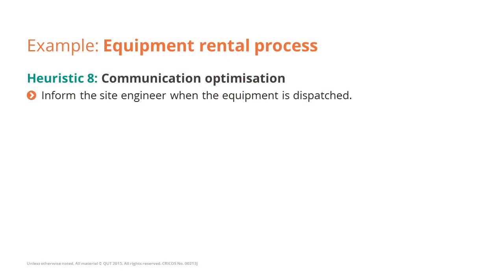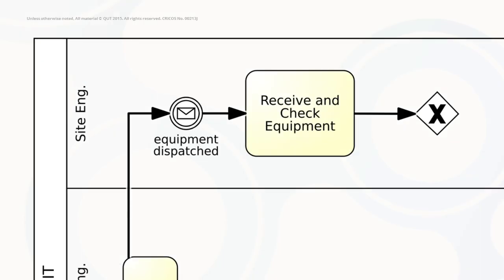To eliminate this problem, we could consider inserting a task where the site engineer will be informed when the equipment is ready to be dispatched by the supplier. The site engineer will then know specifically what type of equipment will arrive and exactly when it will arrive. It will allow them also to be reassured that the process has reached the state they actually wanted it to be in.